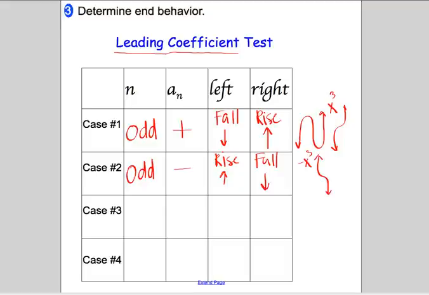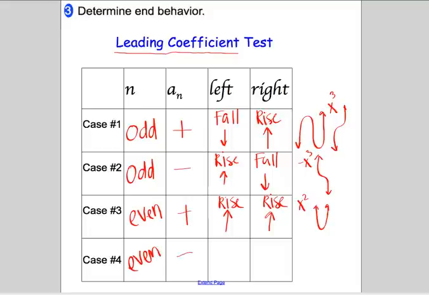How about now if our degrees are even? Now we can have even positive. That's an example of x squared. Now we can see that the end behavior in that case is that they both rise. Or we could have an even degree with a negative leading coefficient. That would be like a negative x squared. In that case, they both fall.